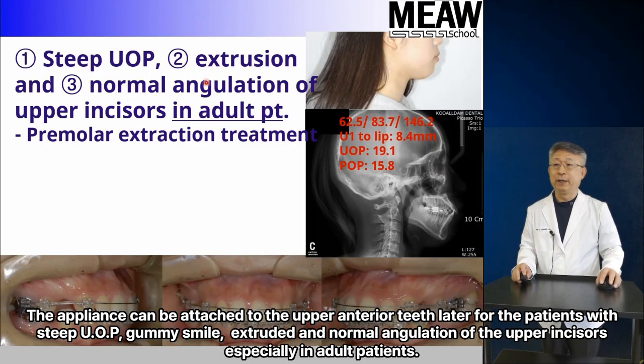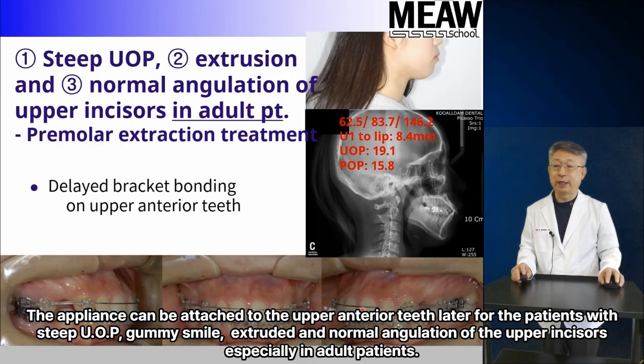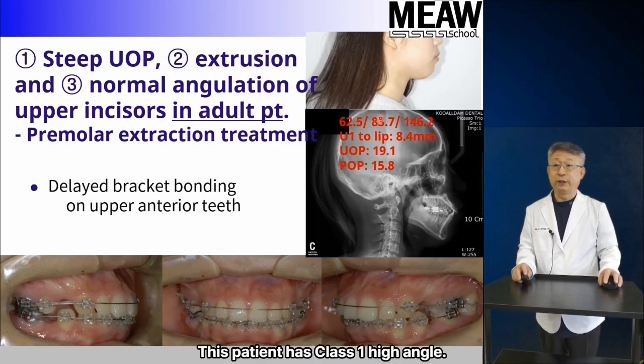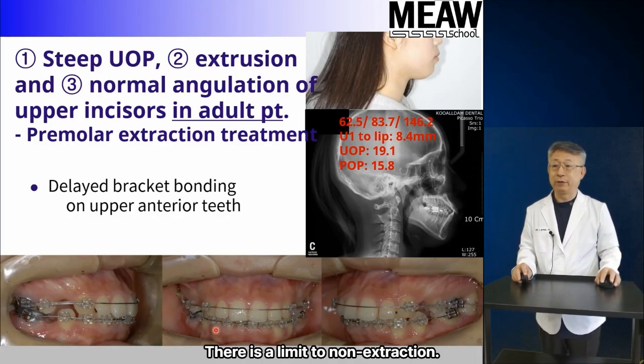The appliance can be attached to the upper anterior teeth later for the patients with steep UOP, gummy smile, extruded and normal angulation of the upper incisors, especially in adult patients. This patient has Class 1 high angle. U1 to lip line is 8.4 and UOP is 19 degrees, which means steep UOP. There is a limit to non-extraction.